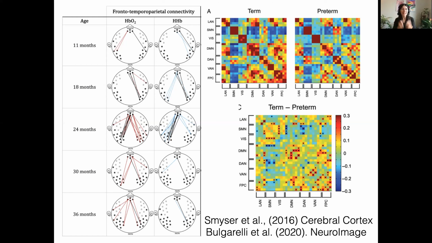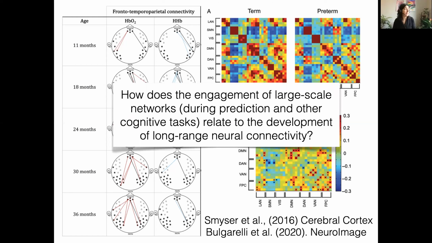So they show less connections than term babies, but they also show less connections in these more cognitive tasks, these prediction tasks that we're doing. So one of the directions our work is going now is to ask, how does the engagement of large-scale networks, like during prediction and other cognitive tasks, how does it relate to the development of long-range neural connectivity?